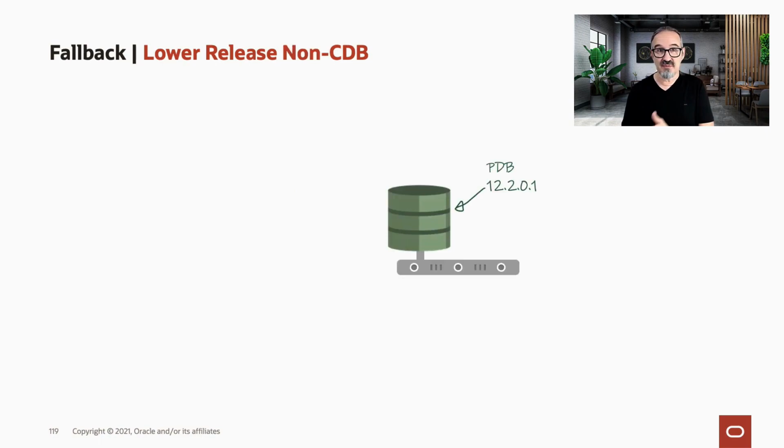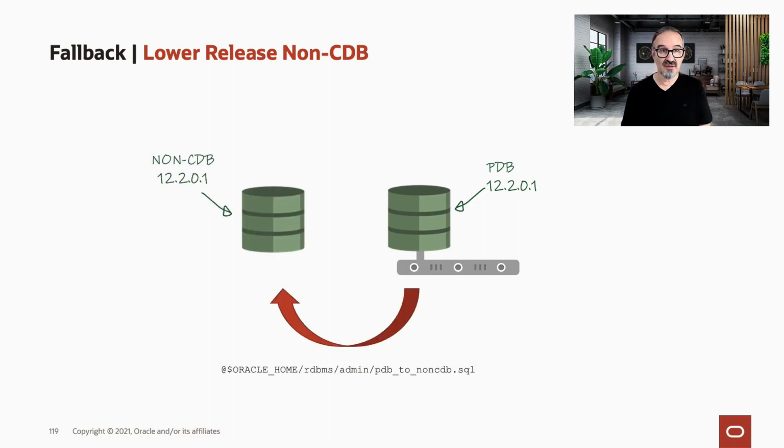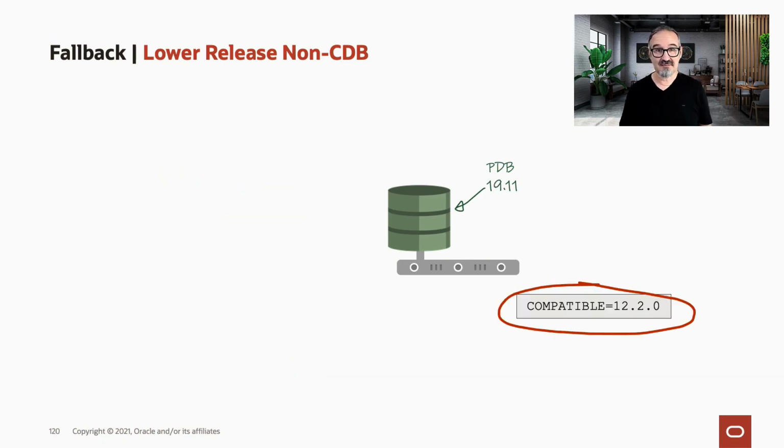So this would be an option, but we would end up with a CDB, not a non-CDB. We have now a PDB 12201, but what could we do with that? There is no reconvert. There is actually no PDB to non-CDB. The script is called non-CDB to PDB, but there's no reverse unless you write it. What do we do? Any other options?